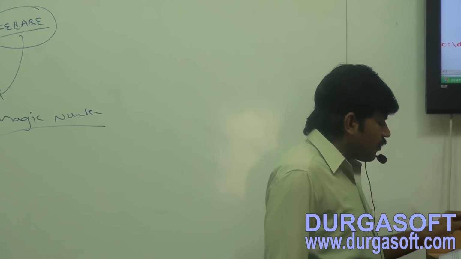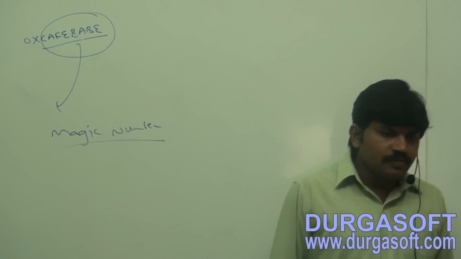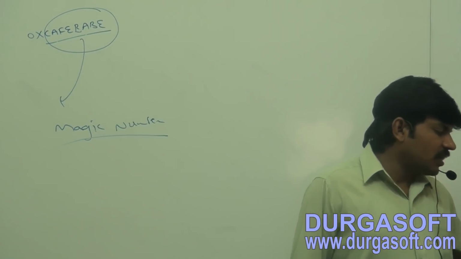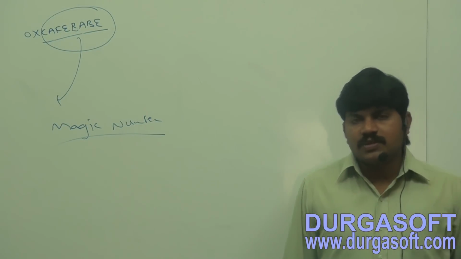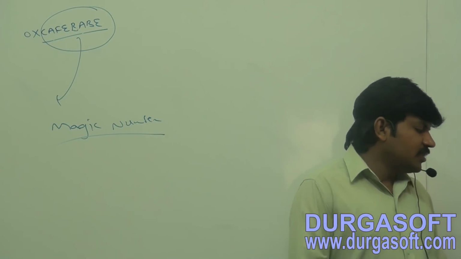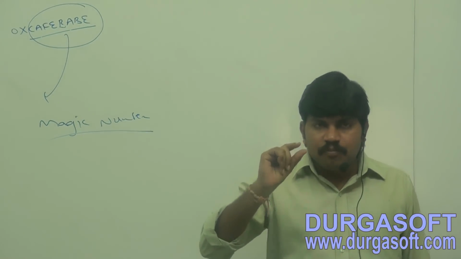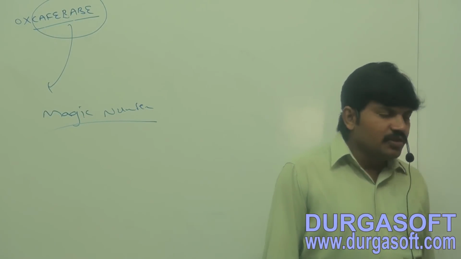Get the first 4 bytes of the class file. The first 4 bytes of the class file is the magic number. This is a predefined value.